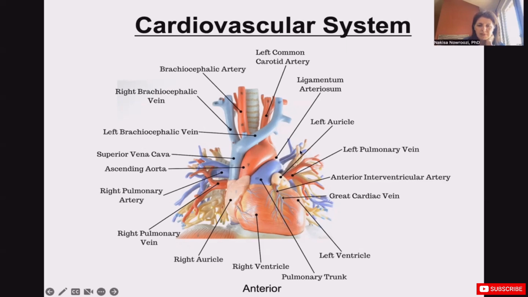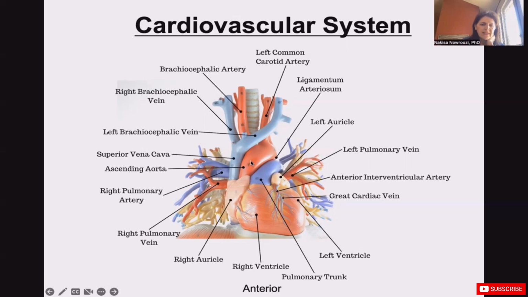Pulmonary arteries are blue. The reason being because they're bringing deoxygenated blood to the lungs. So whatever leaves the heart is artery. Whatever comes back to the heart is vein. So the oxygenated blood that comes back from the lungs is vein.